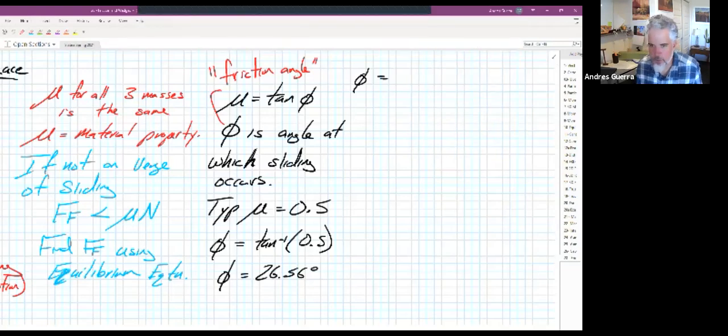Did everybody write down the 26.56 degrees? Okay, so we wrote down, we got the 26.56 degrees. Okay, so we're good. I have seen friction angles all the way up to like 48 degrees. But what if phi is equal to 45 degrees?